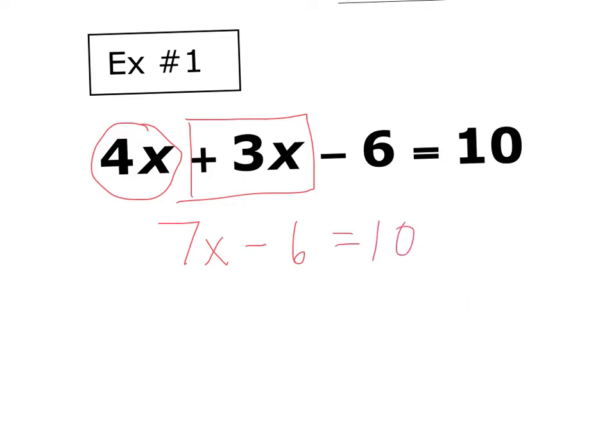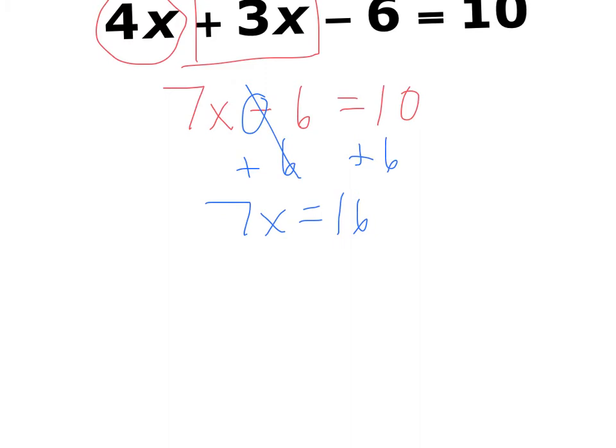Now we're back to the two-step equations that we've learned in the past. Let's go ahead and solve that. We want to undo subtraction with addition, so we add 6 to both sides. Those 6s cancel, and we have 7x equals 16. Then, of course, we want to undo that multiplication with division. So our x would equal 16/7.